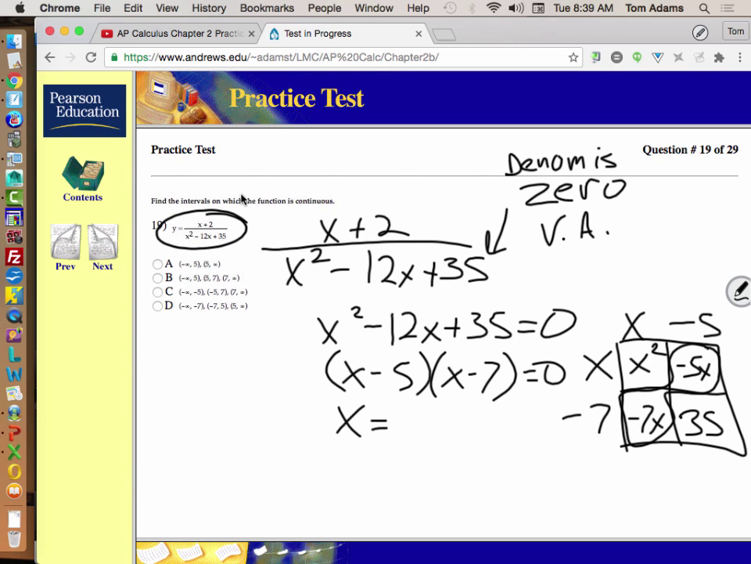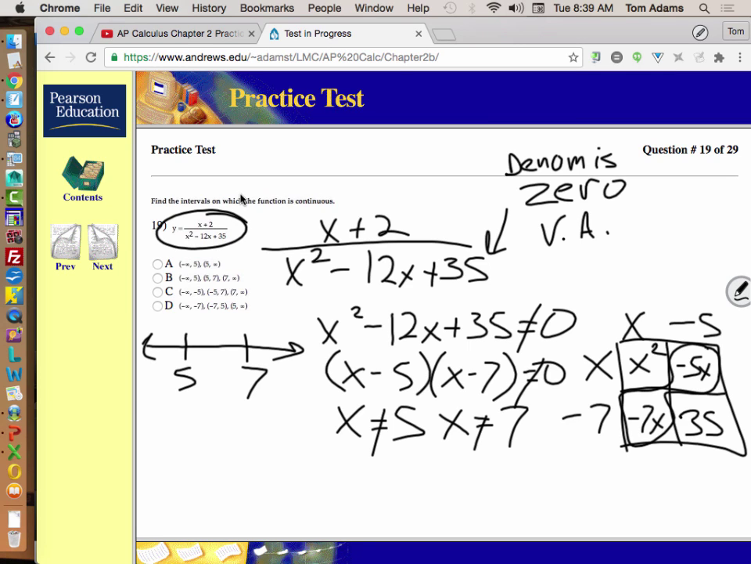So the zeros of this function, or the solutions, are x equals 5 and x equals 7. Technically, what I'm saying is x cannot equal these, because the denominator cannot equal 0. So your continuity is only affected when x equals 5 and x equals 7.